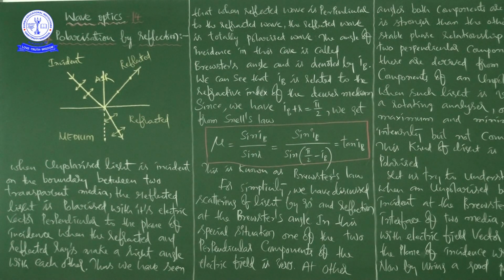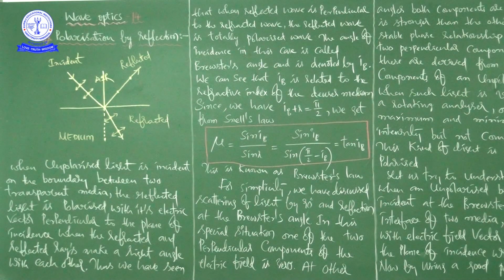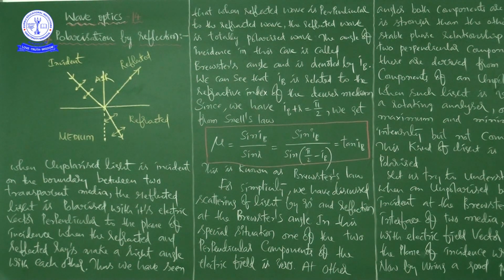Okay, I will repeat once again this important point. When unpolarized light is incident on the boundary between two transparent media, the reflected light is polarized with its electric vector perpendicular to the plane of the incidence when the refracted and reflected rays make a right angle with each other. Right angle with each other, right? So we have seen that when the reflected wave is perpendicular to the refracted wave, the reflected wave is totally polarized.